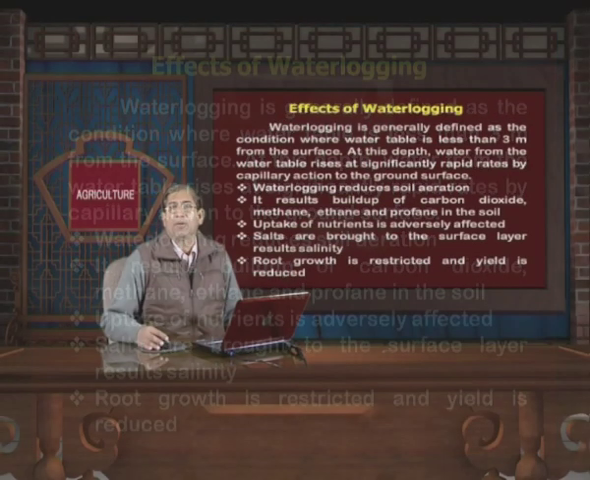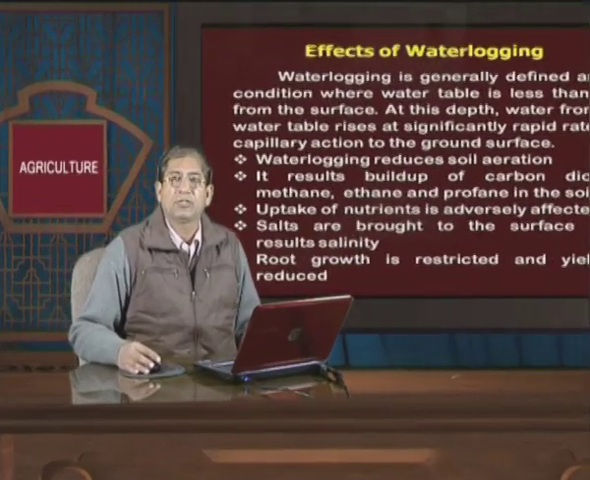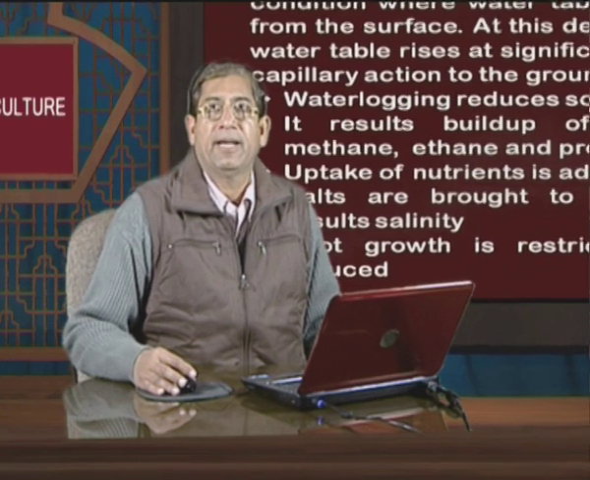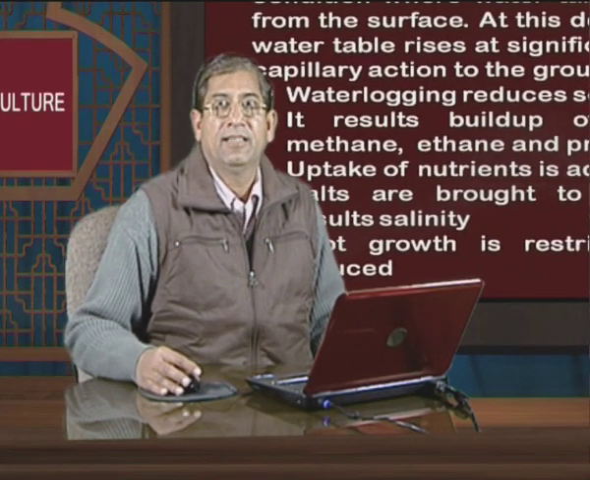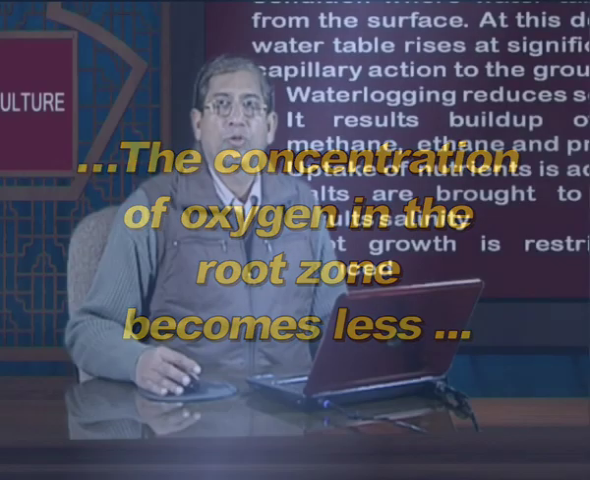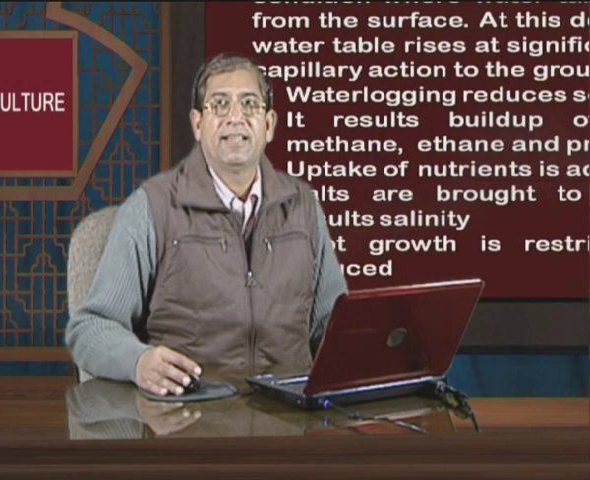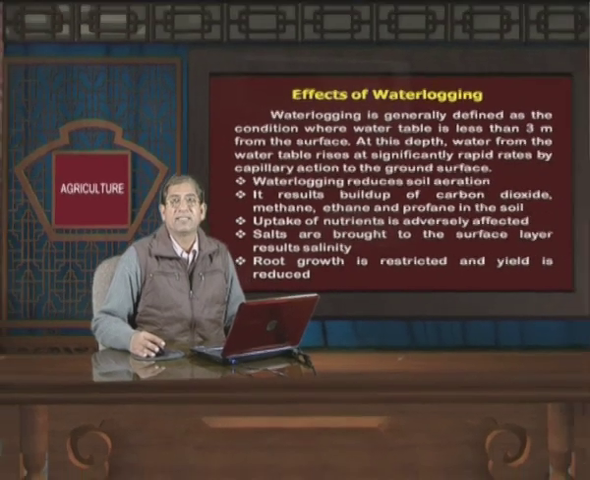Due to the problem of waterlogging, exchange of gases from atmosphere to soil and from soil to atmosphere is restricted. As a result of restriction in exchange of gases, the concentration of oxygen in the root zone becomes less and the accumulation of toxic gases like carbon dioxide and methane becomes more in root zone depth. Under these situations, the root growth is restricted. Moreover, the uptake of nutrients is also less under these conditions.